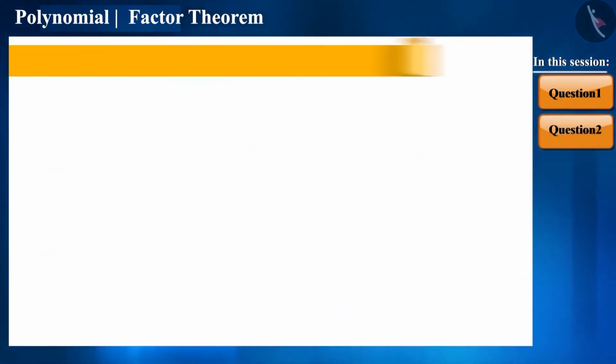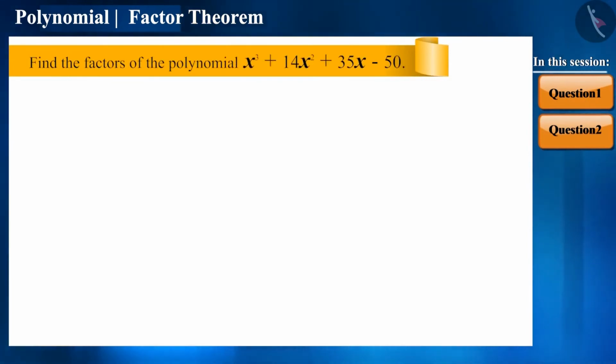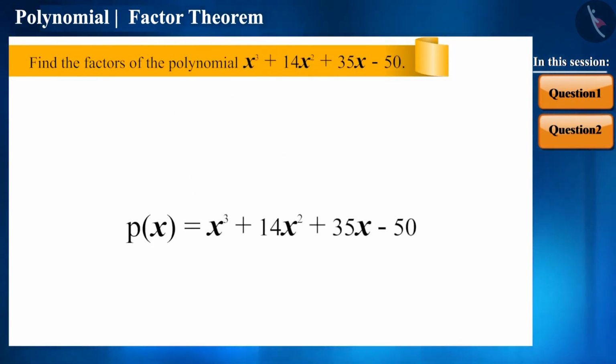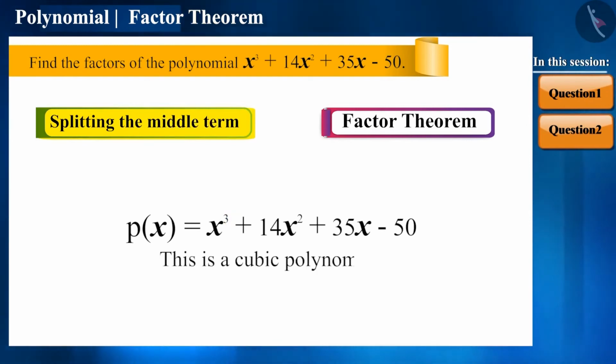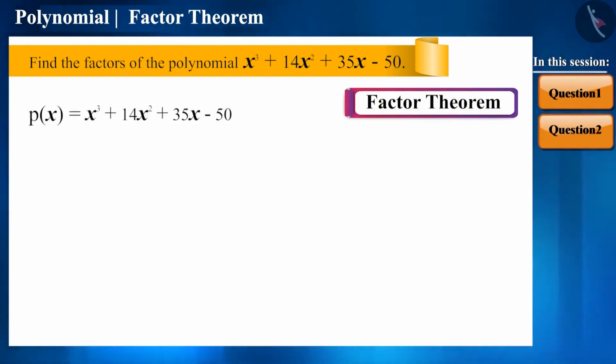So, let's move on to the next question. Find the factors of the given polynomial. So friends, tell me, which method will you use here? Can we start with the method of splitting the middle term? Friends, this is a cubic polynomial and we use the method of splitting the middle term in the case of a quadratic polynomial. Therefore, we will solve this polynomial using the factorization method.